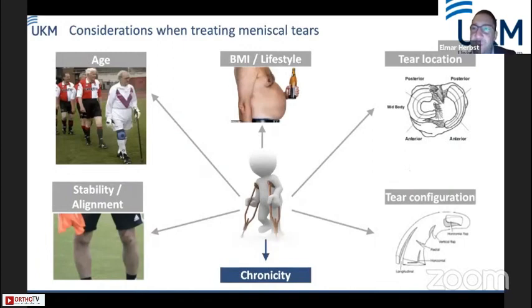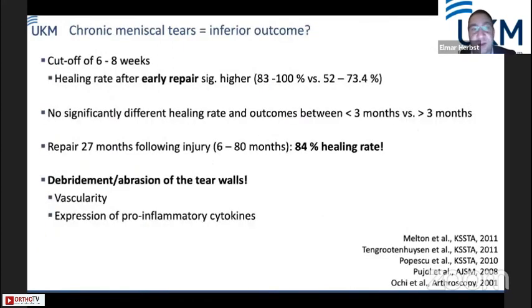But what about chronic tears or degenerative tears? We know that the earlier we do a repair, the better it is for the outcome of the patients. However, time is not an exclusion criterion for a repair. So even if it's chronic tears that are at least 2 or 3 months old, we try to repair them. However, we need to enhance the biology.